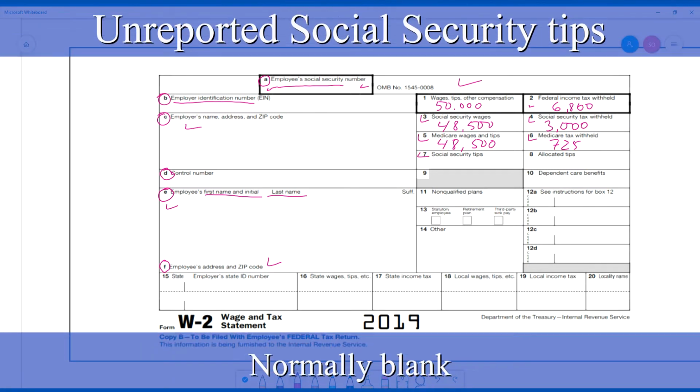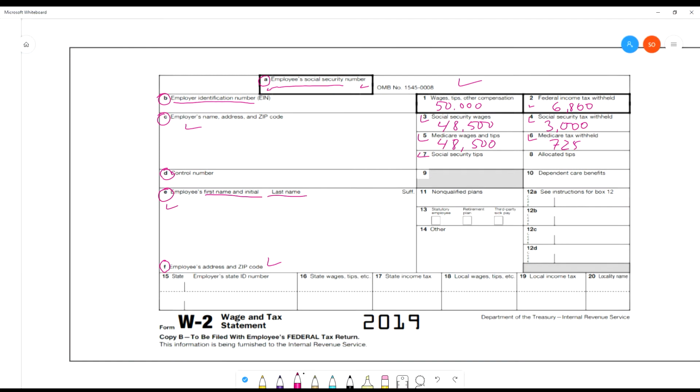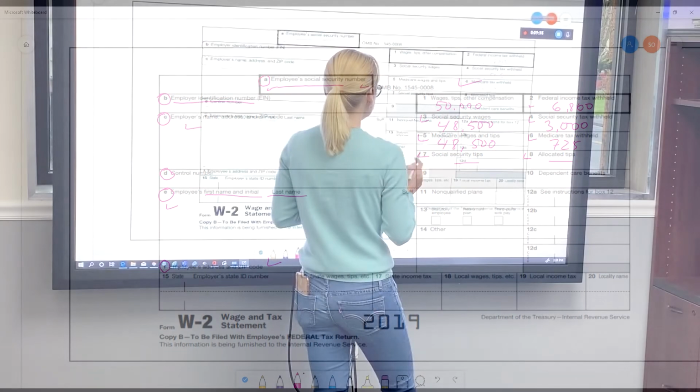Social Security tips for box number 7. If this box is blank, it means that you did not report any tips to your employer, but your unreported tips are still taxable. Let's say in our example, we have nothing. Allocated tips are those that your employer has attributed to you. We'll leave them blank in our example.